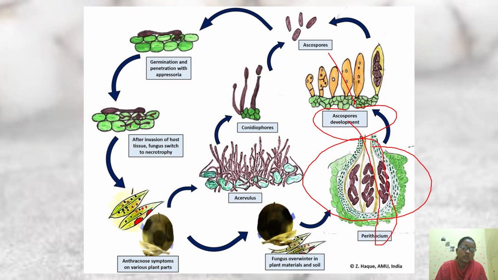And coming to the asexual life cycle, the acervulus is a fruiting body. It releases the conidia. It contains conidia, and these will be released outside. That is the asexual spore. So the sexual spore is the ascospore and the asexual spore is the conidia.